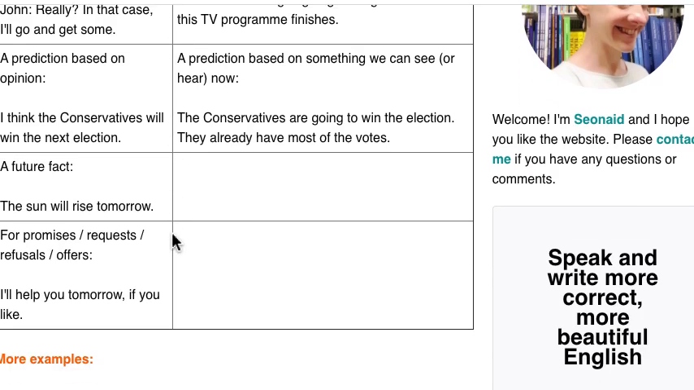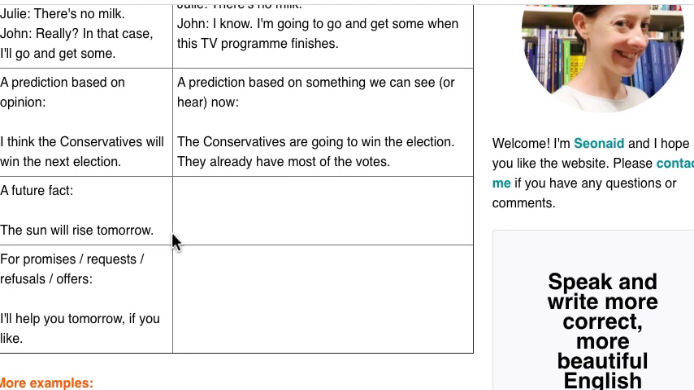A future fact. We use will with a future fact and with promises, requests, refusals, and offers. For example, the sun will rise tomorrow. You expect it. And I'll help you tomorrow if you like.